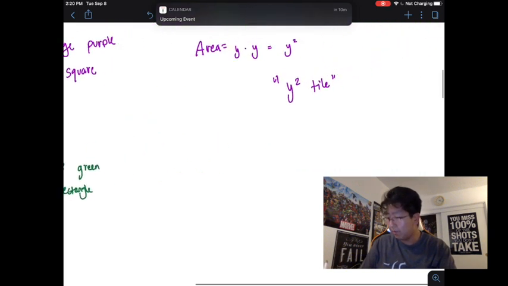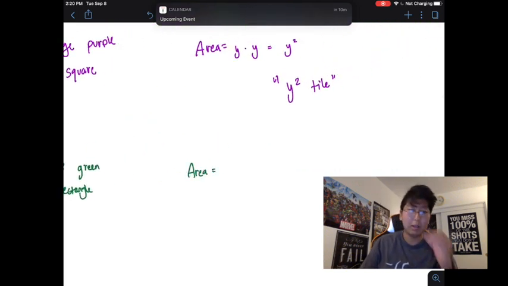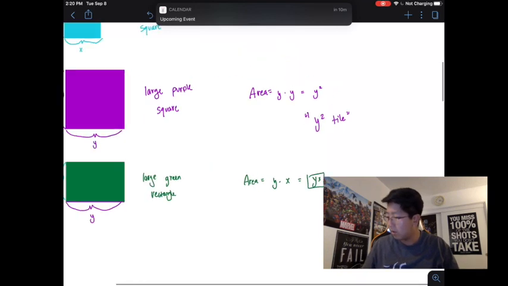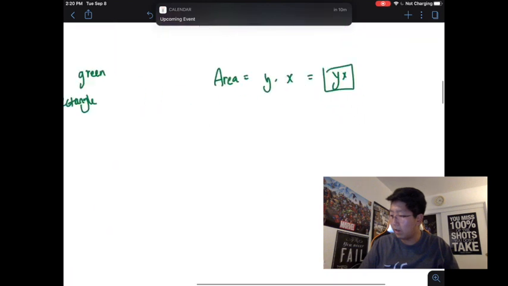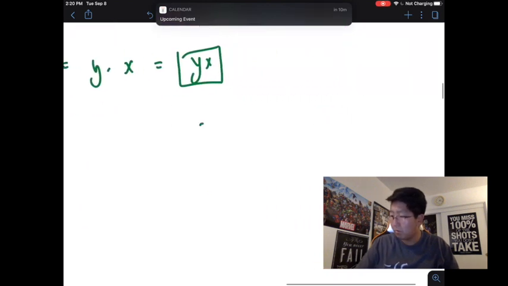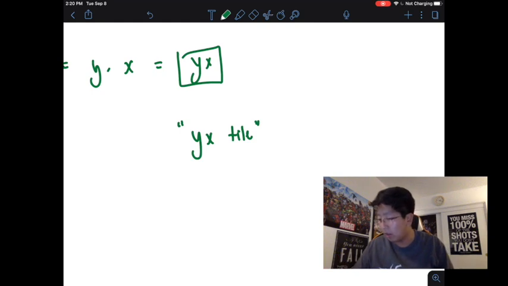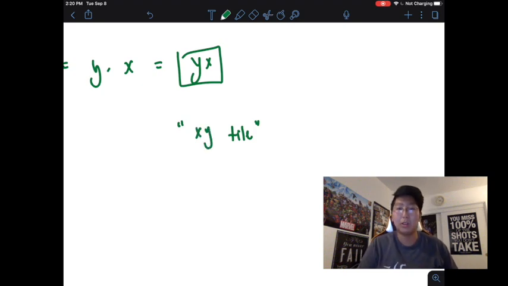And to find the area of a rectangle is base times height. So we're going to do Y times X, which equals YX. So we're going to call this a YX tile. Or I'm going to actually call it an XY because in the alphabet X comes first. And that's why I'm deciding to call it XY instead of YX.